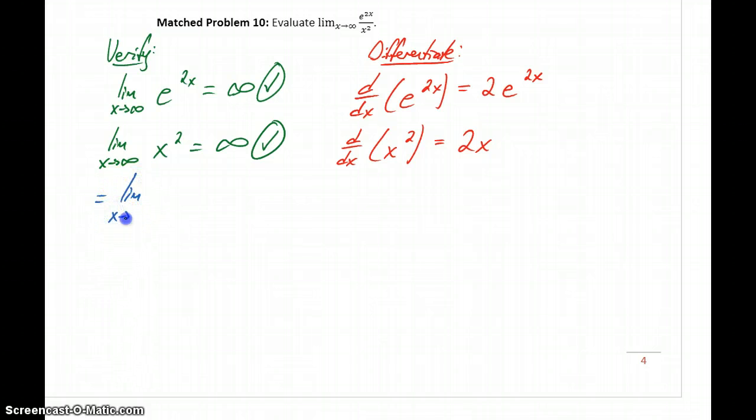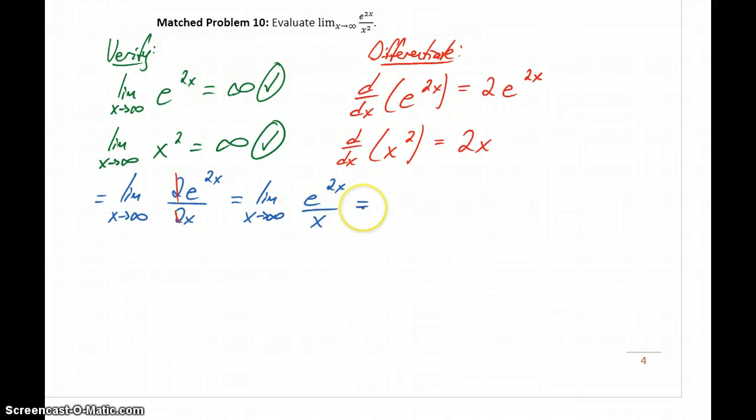which means the limit as x approaches infinity can be rewritten as 2e to the 2x over 2x. So 2 over 2 is going to cancel, leaving us with the limit as x approaches infinity of e to the 2x over x. So as x gets larger and larger, e raised to some power is headed to infinity, x is headed to infinity. So again, we've got infinity over infinity.